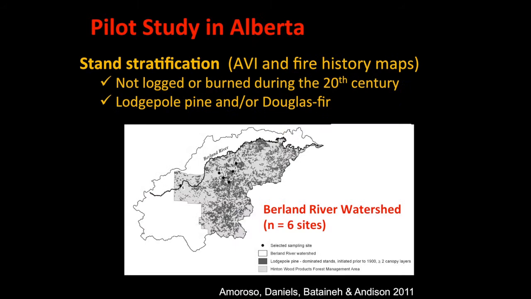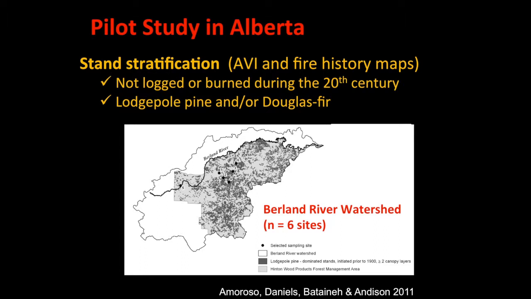Our pilot study that I wanted to talk about briefly here is from the Berland River watershed. We get up on the Highway 40 north section of the Foothills Research Institute, the land base that is used for much of the research here at the Institute. In this case, we're up in the Hinton Wood Products Forest Management Area. That's what the lighter gray area is. We used GIS to look for lodgepole pine dominated stands that had established prior to 1900, and then the vegetation inventory indicated that there were at least two canopy layers. The darker gray patches that you see here represent about 25% of the landscape that actually met those criteria. And then we selected from those sites that were easily accessible to do our pilot study.